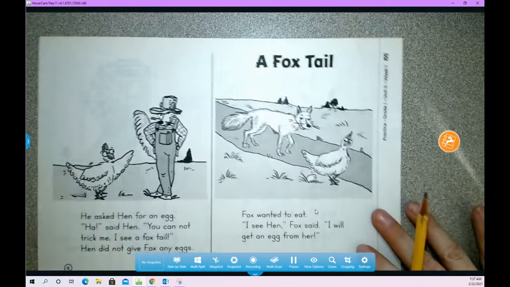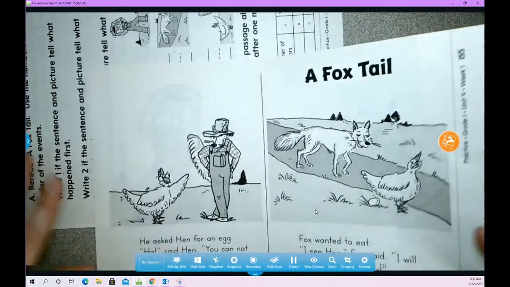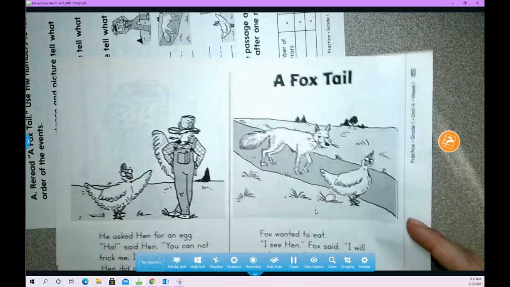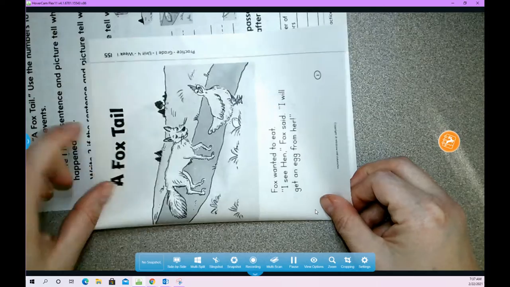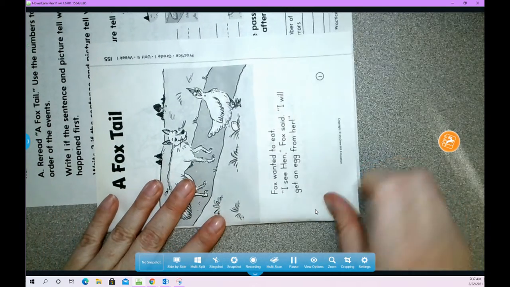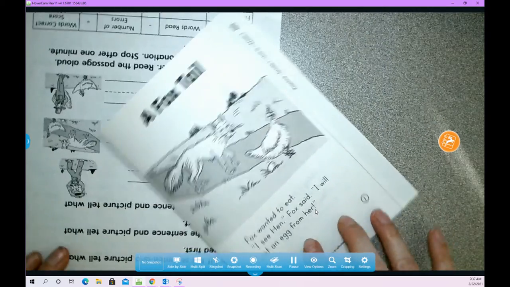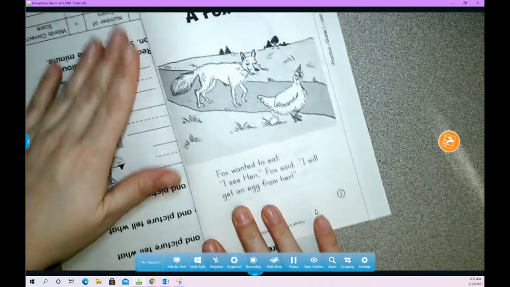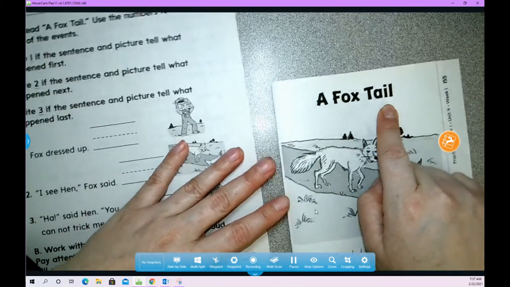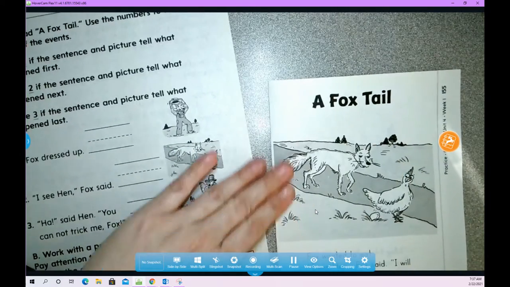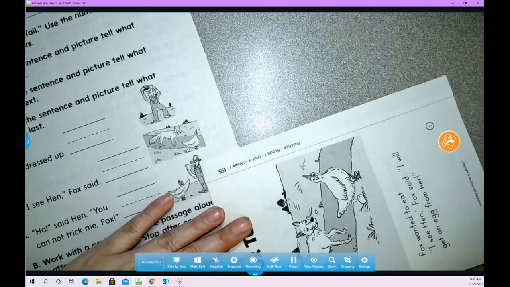Okay, so today we're going to be making the little booklet. So remember, you tore this page out and we're going to fold it on this line right here. So I'm going to fold it like a little booklet. Okay. You're going to be reading a story called A Fox Tale. A Fox Tale.